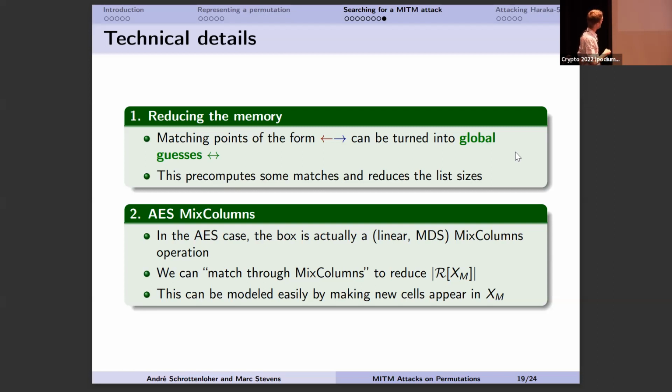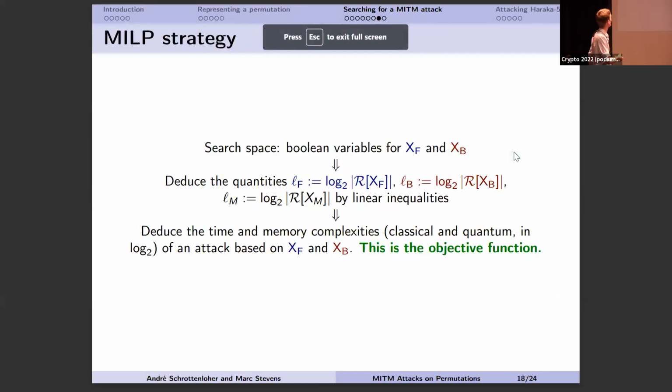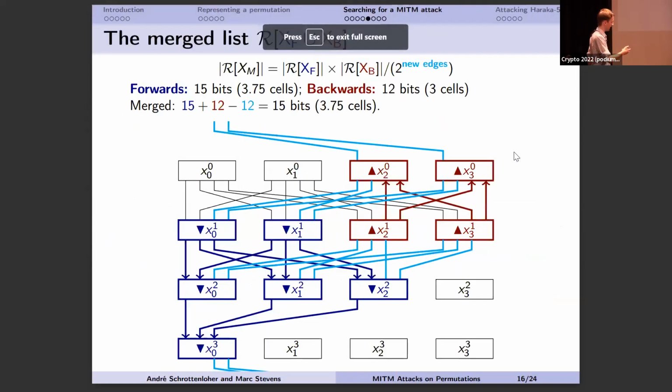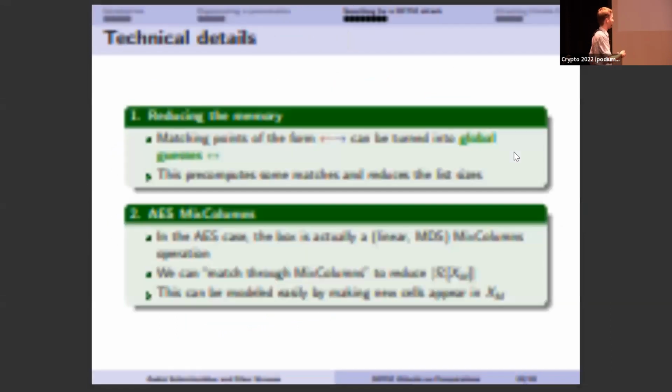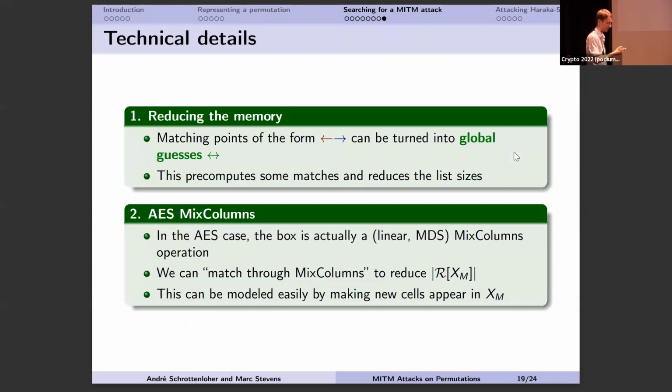Something which is also very important for AES and also for Haraka is that in the AES case, this box that you see here is actually a mixed columns. There is a mixed columns in there, which is a linear operation. So actually, the matching can traverse a box, even if you don't know the value of this precise cell, you can go through it. That's really important, but again, I'm not going to detail that.